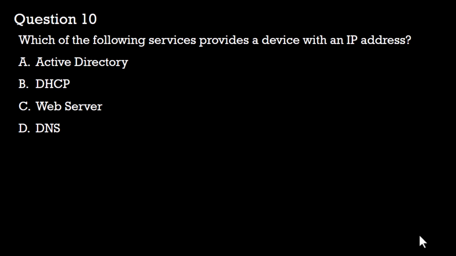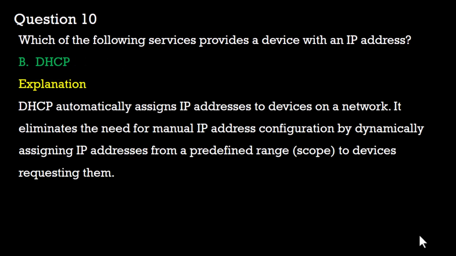So the correct option here is option B, the DHCP. The DHCP eliminates the need for manual IP address configuration because it dynamically assigns IP addresses from a predefined range to devices that are requesting for them.